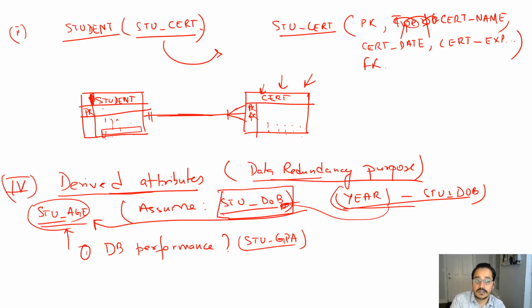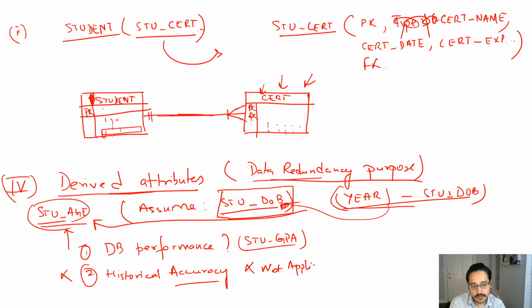But if you have to do this all the time, every time somebody queries for a GPA for all the students and to create the cumulative reports and stuff like that, it kind of becomes counterintuitive, right? So this is one way of supporting the database performance. And the second one, if you remember, was to preserve the historical accuracy. But historical accuracy in this case is not applicable, because it does not necessarily apply to derived attributes.